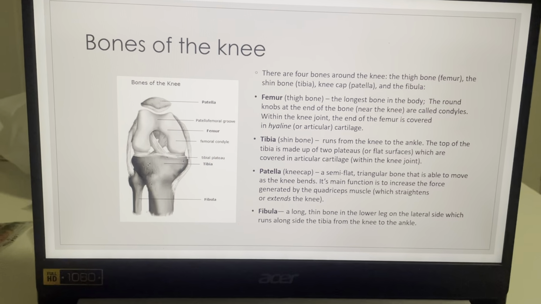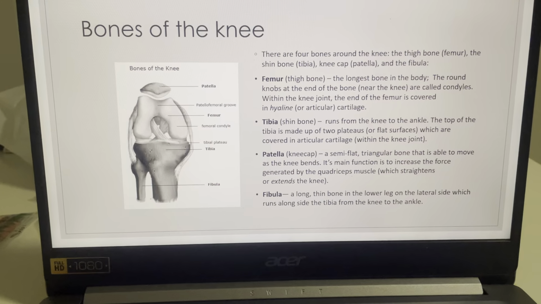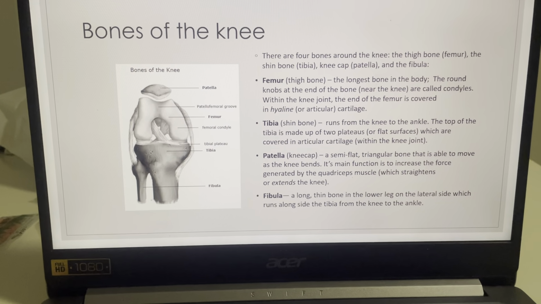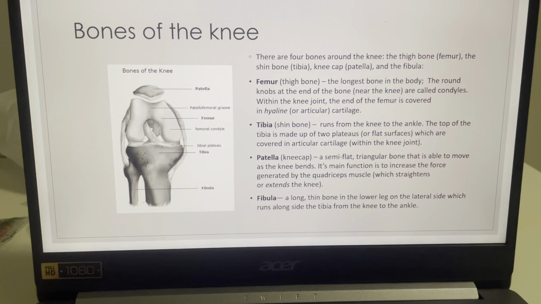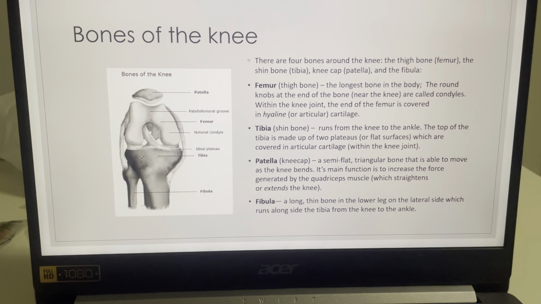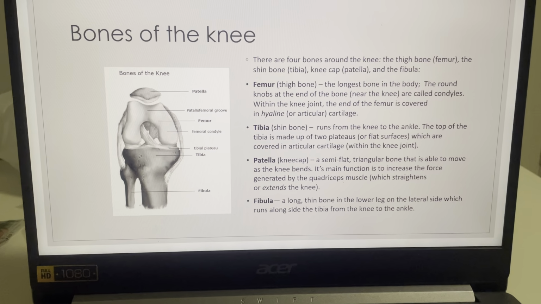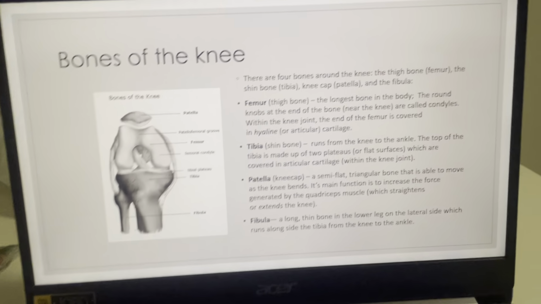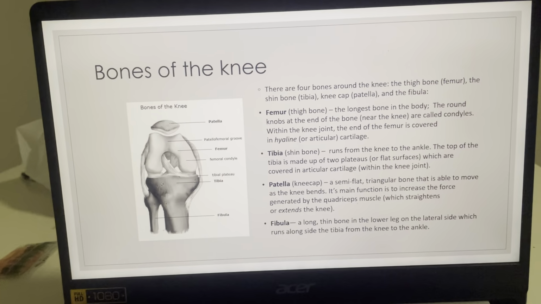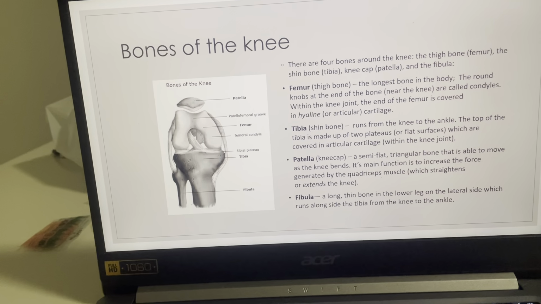Bones of the knee. There are 4 bones around the knee: the thigh bone, femur, the shin bone, tibia, the patella, and the fibula. Femur, thigh bone, the longest bone in the body. The round knobs at the end of the bone near the knee are called condyles. Between the knee joint, the end of the femur is covered in hyaline articular cartilage.